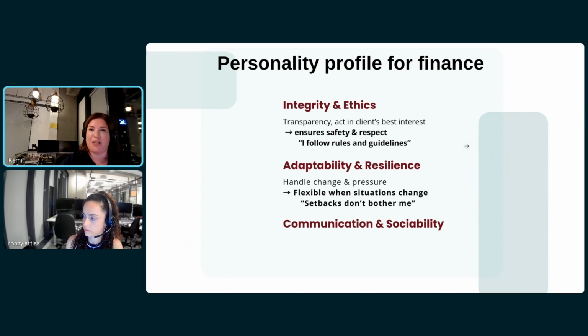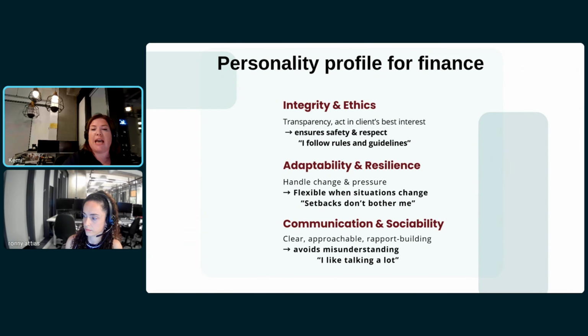Adaptability and resilience, here we're talking again about handling change and pressure, being flexible when situations change. Again, this is crucial when it comes to the personality assessment. You will get statements that look like, setbacks don't bother me, or for instance, insults do not affect me, being tough-minded. Here, just keep in mind, you want to portray adaptability and resilience.